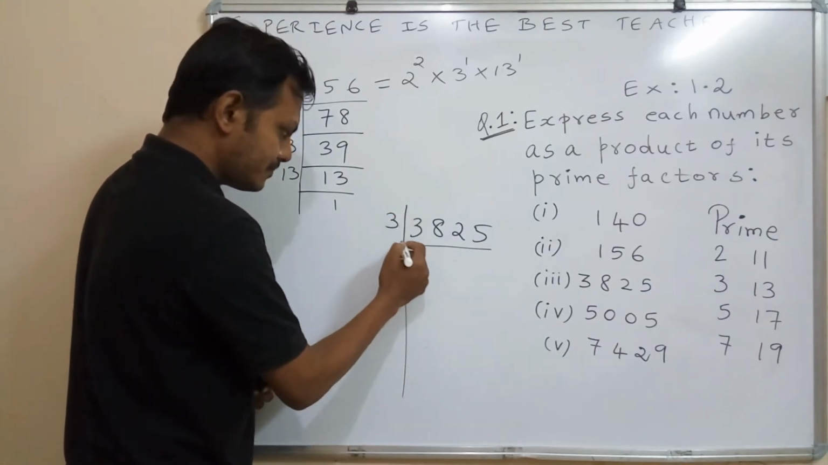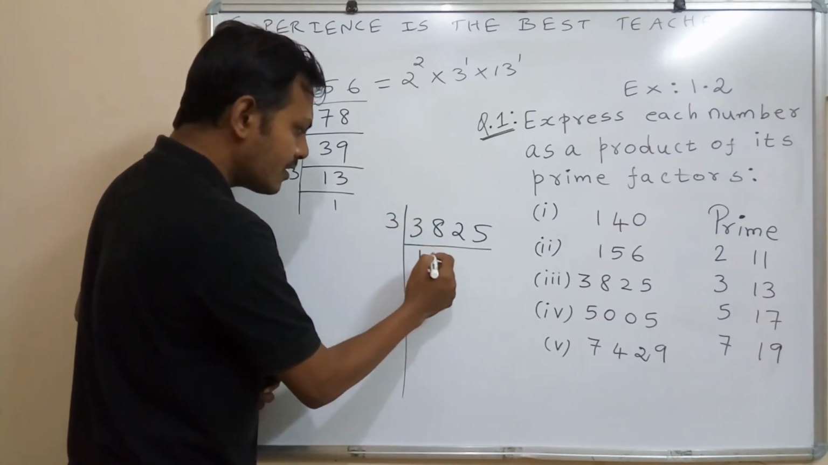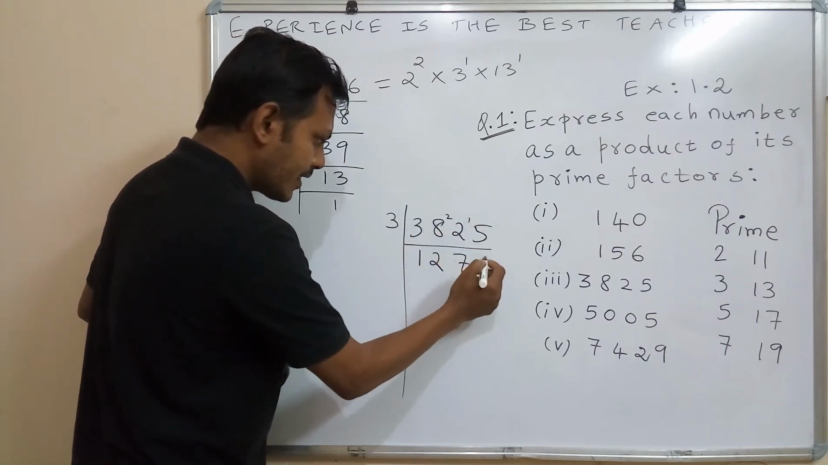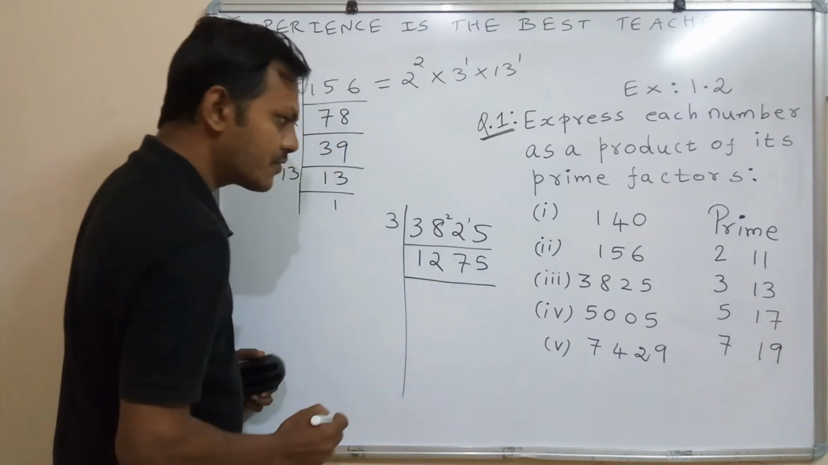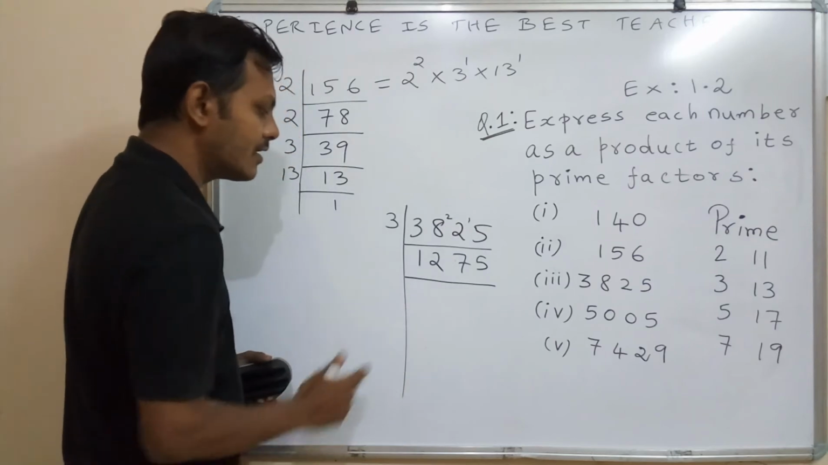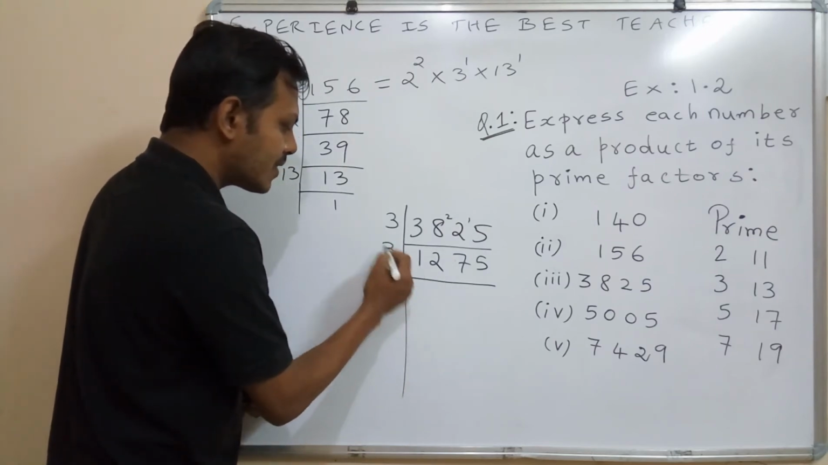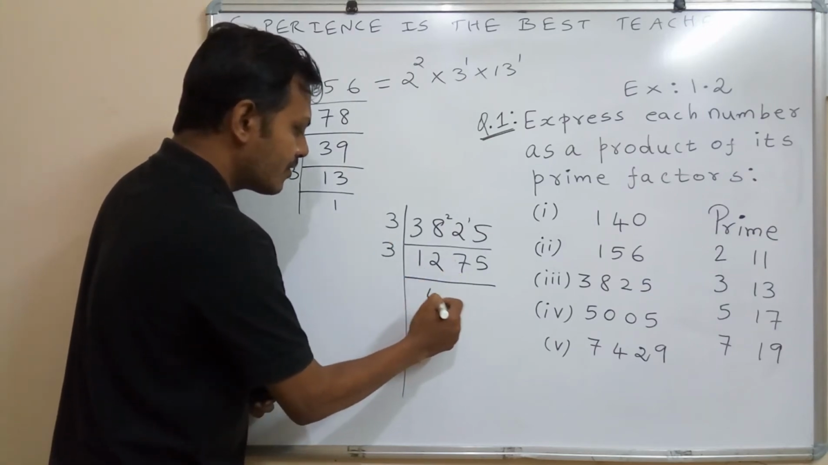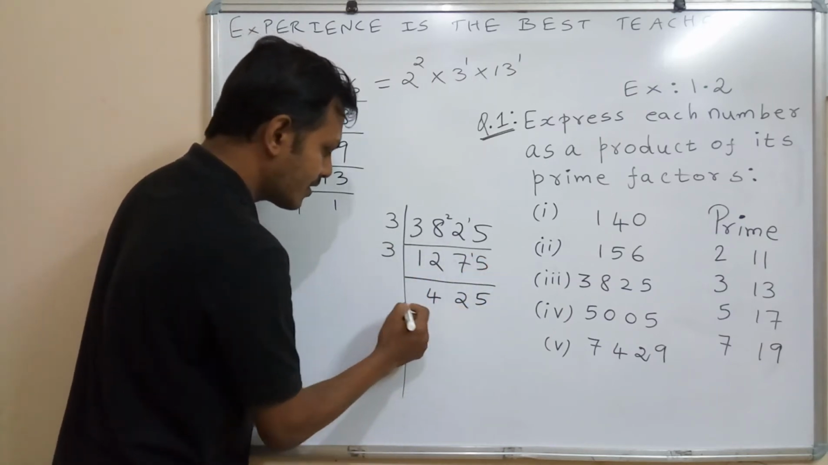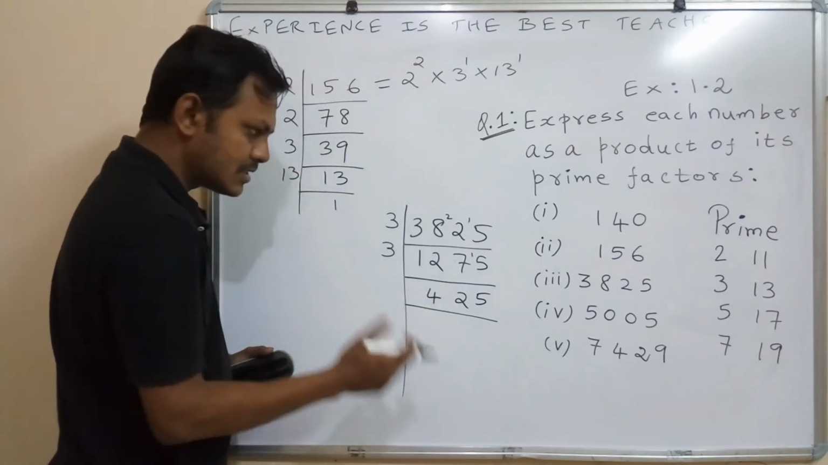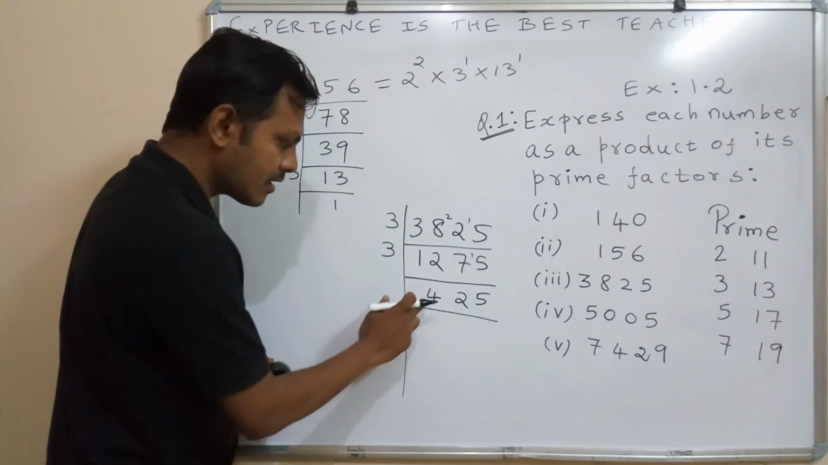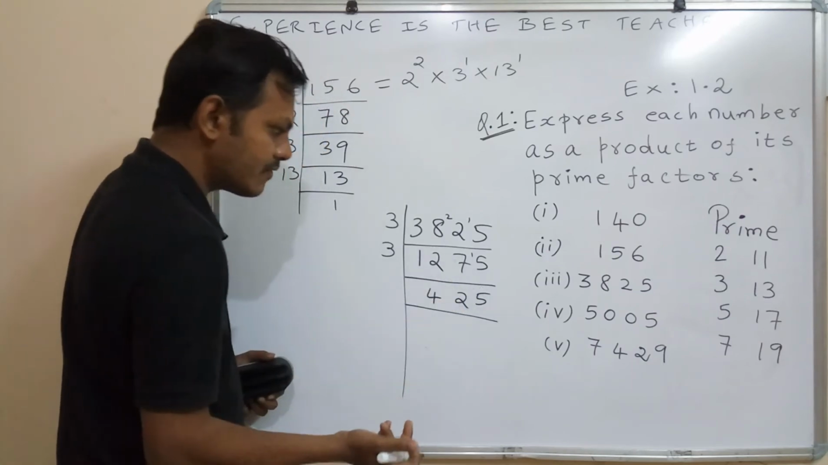So 3 table 1 time. 3 2s are 6, balance is 2. 7 3s are 21, balance is 1. 5 3s are 15. Again we will check for divisibility rule for number 3. 1 plus 2, 3 plus 7 plus 5, 15. So 3 table. 1 is smaller than 3, so take 12. 4 3s are 12. 2 3s are 6, balance 1. 5 3s are 15. Again using the divisibility rule for 3, we check whether this number is divisible by 3 or not. 4 plus 2, 6 plus 5, 11 will not come in 3 table.